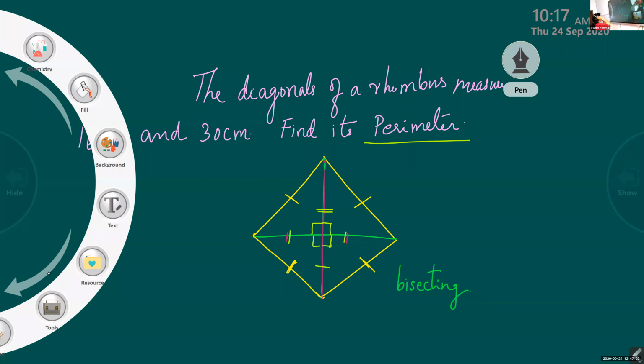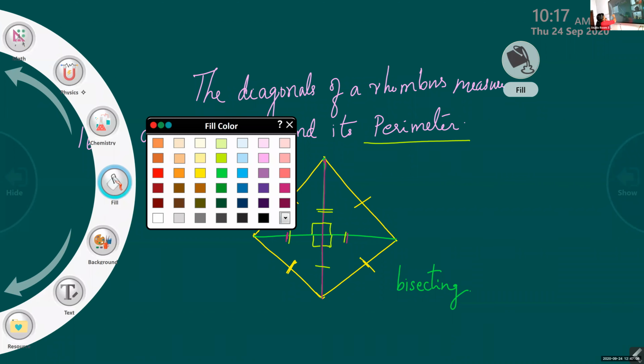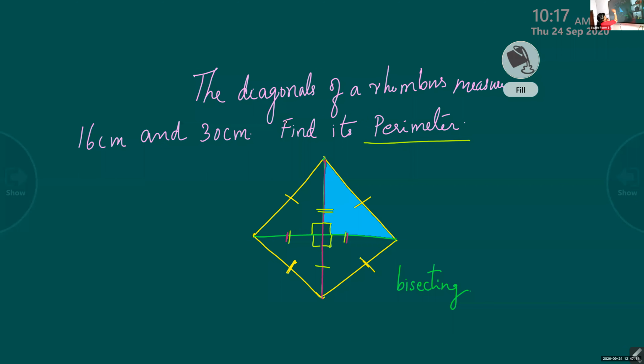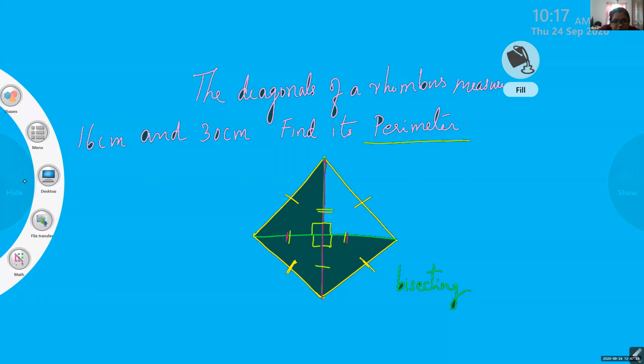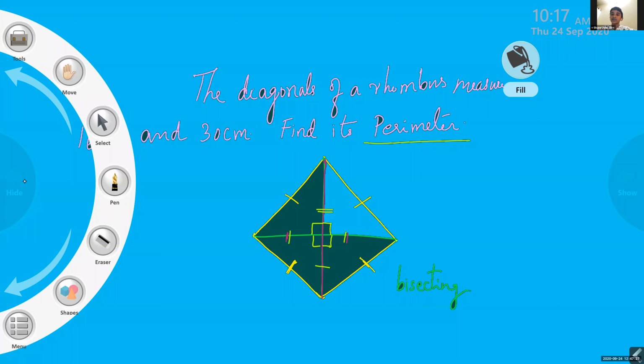By using what? By using what we will find? Think. Ma'am, the measures given. We have taken this one, this colored triangle. Okay, it is a right triangle. What are the things given to you? Check. What are the things given to you? Ma'am, the two measures, 30 centimeter and 60 centimeter.